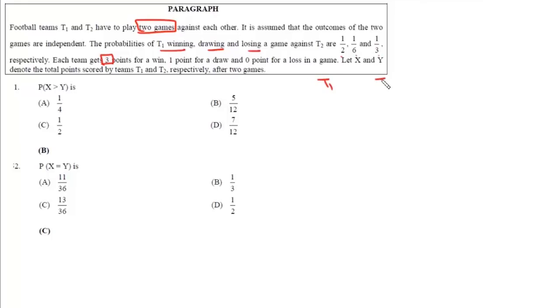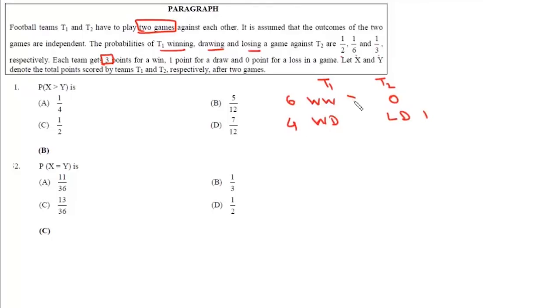Now we have this scenario when team 1 wins both the matches. In this case, this team will have 6 points, and T2 will have 0 points. And there could be a win and a draw. Here there will be a loss and a draw. Now a win and a draw is 4 and here it is 1.